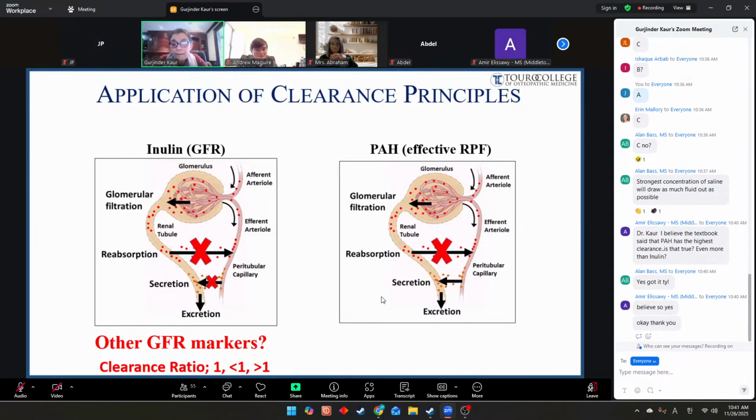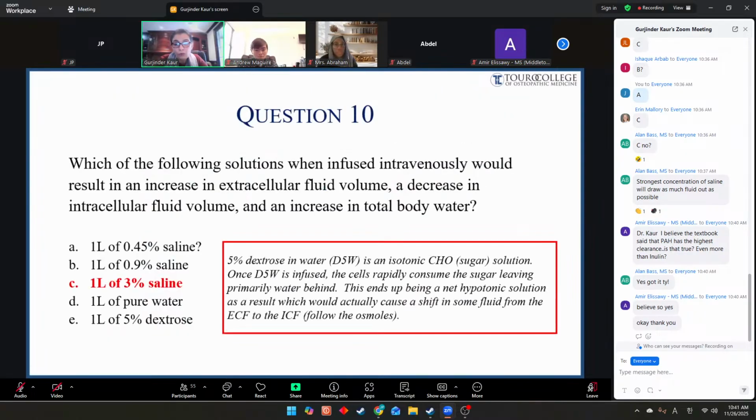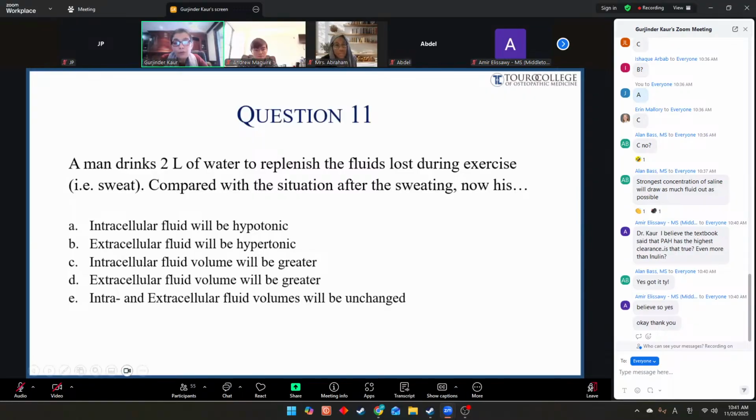Okay. All right, let's get going. Let's do more questions before I leave you, and then you can prepare yourself. All right, so someone who's drinking 2 liters of water, what do you think they did to their body?